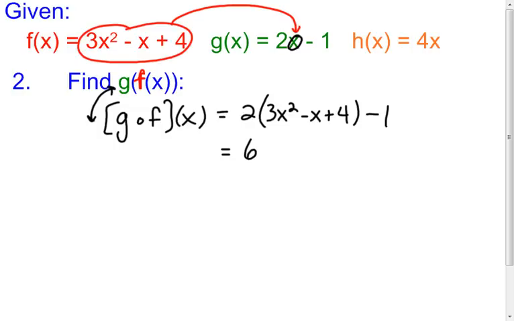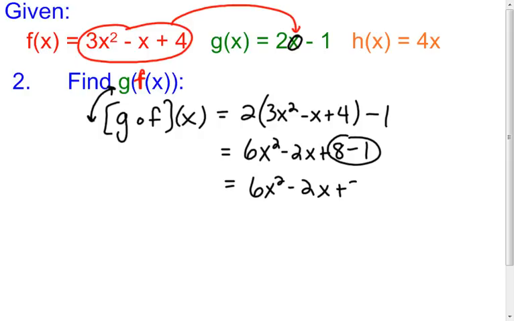When I distribute the 2 through, I will have 6x squared minus 2x plus 8. Combine my like terms, and the only thing I can combine are these two right here. So I will have plus 7, and that is all I can do. It is as simplified as it can get there.